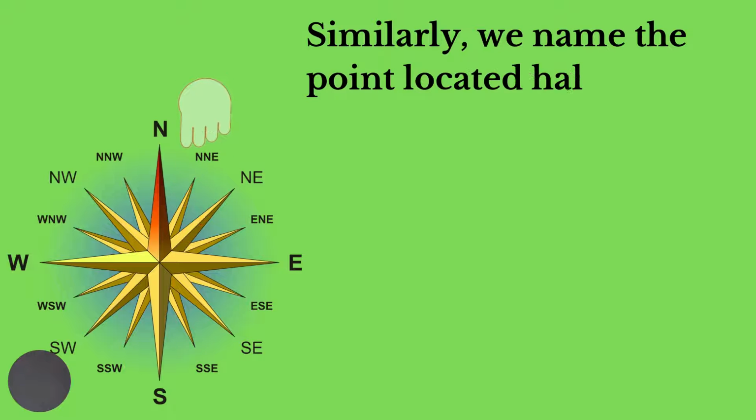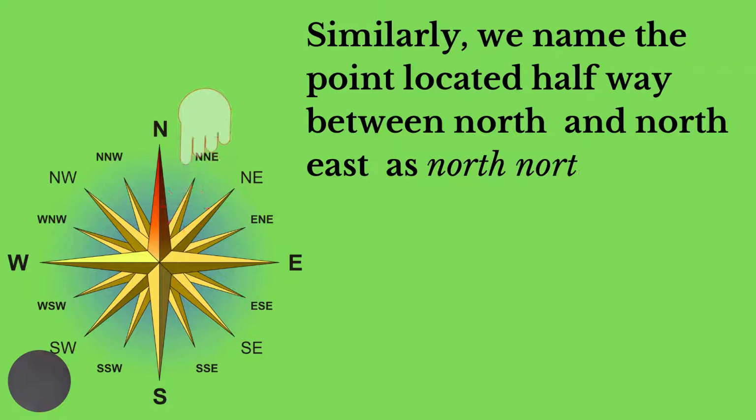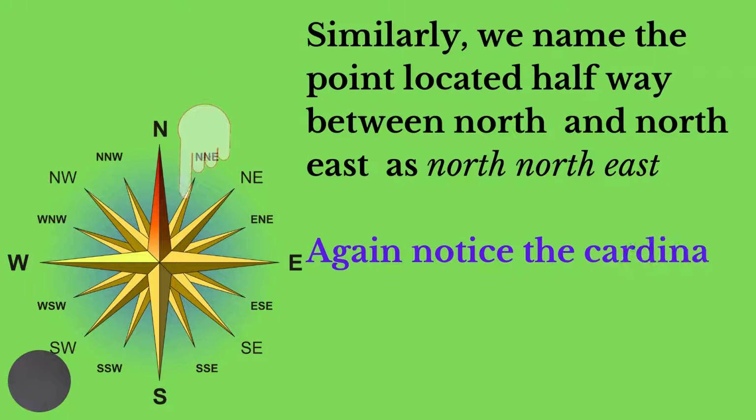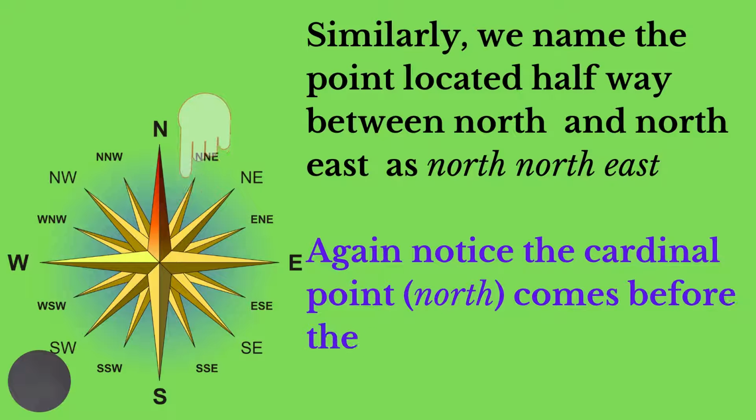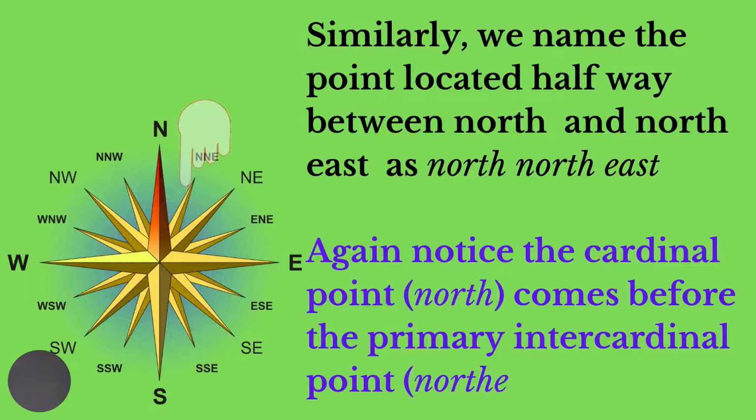Similarly, the point located halfway between north and northeast is called north-northeast. Again, notice that the cardinal point, which is north, comes before the primary intercardinal point, which in this case is northeast.